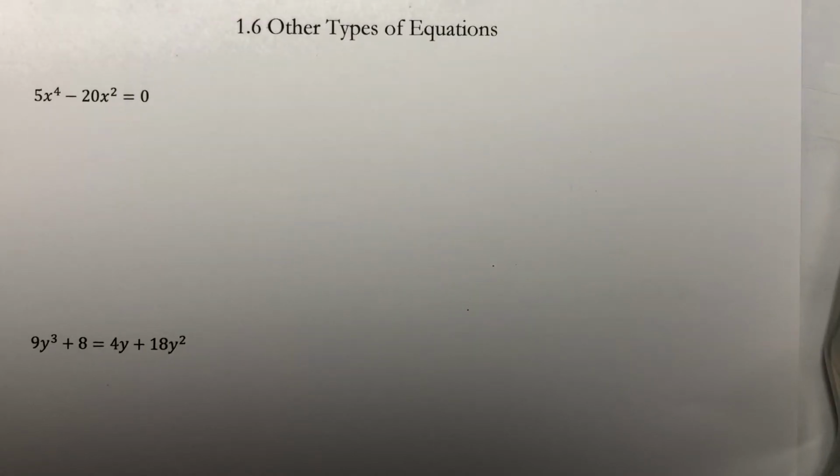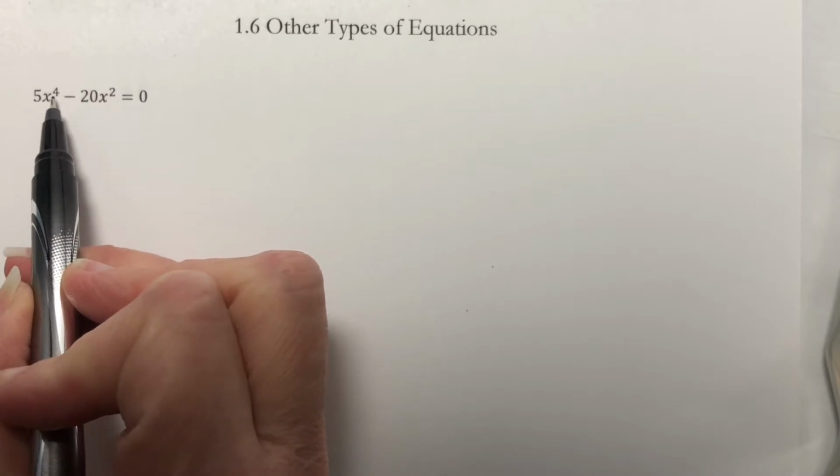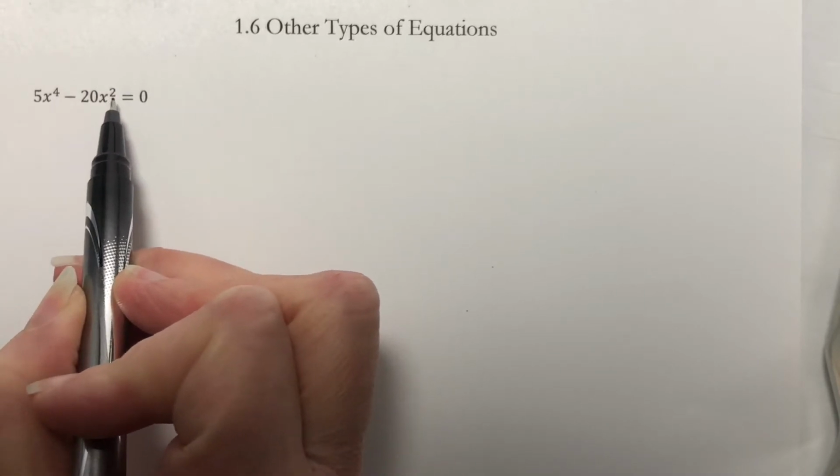This is section 1.6, other types of equations. We are going to be talking about several different types of equations, stuff you've probably seen before, stuff you probably need review on. Okay, the first problem we have is 5x to the fourth minus 20x squared is equal to 0.